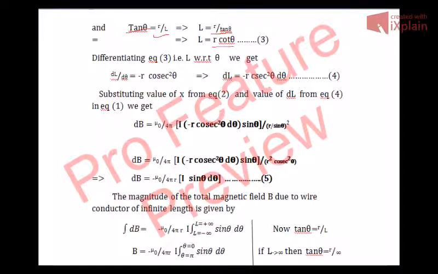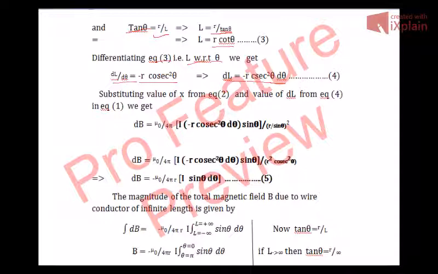Now when we differentiate equation 3, that is L with respect to theta, we get dl by d theta is equal to minus r cosec square theta, because the differentiation of cot theta is minus cosec square theta. This implies dl is equal to minus r cosec square theta d theta. Let us denote this by equation 4.